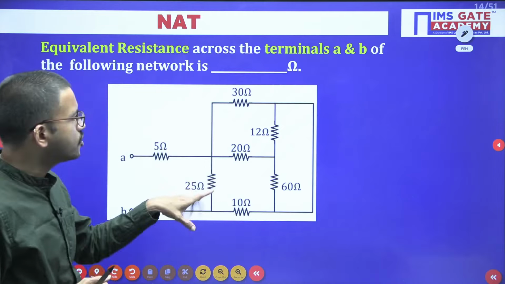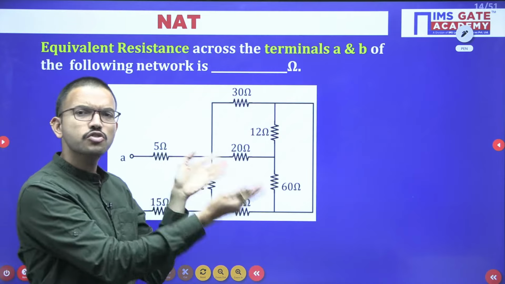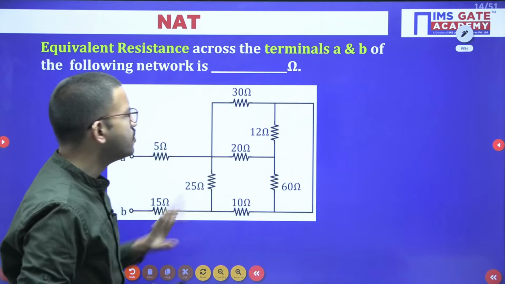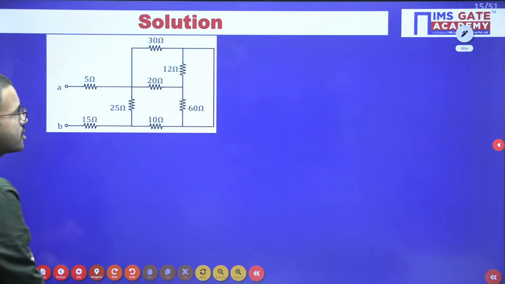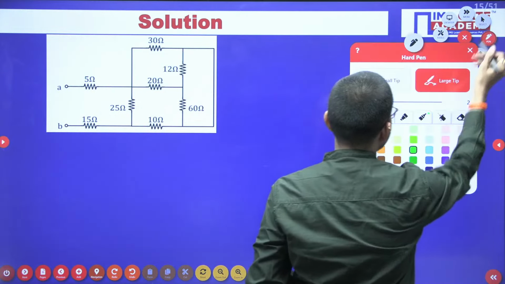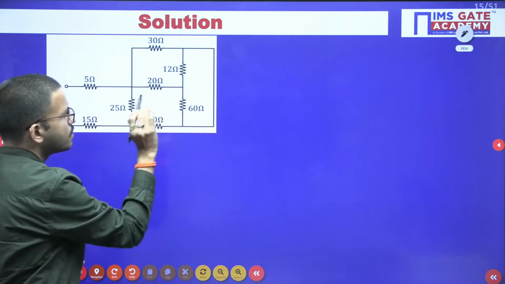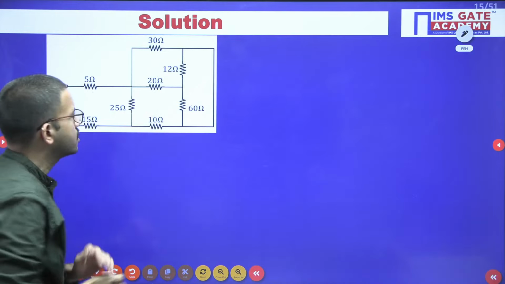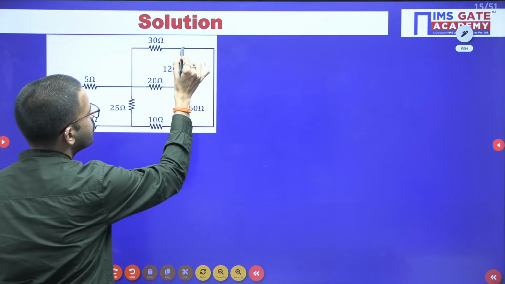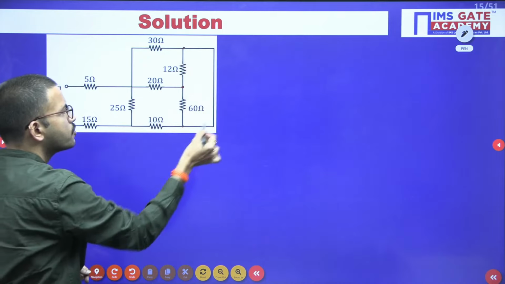For this question, here you're having a delta form. If you want, you can convert it into star, and later convert that star into delta, and you can solve it like that, but definitely it will take more time. But if you carefully observe this given circuit, just observe the node points or connection points. This is one point, this is one point, and this is one more point. Now just observe whether this point and this point are the same or not.